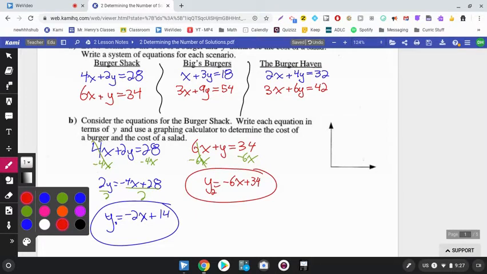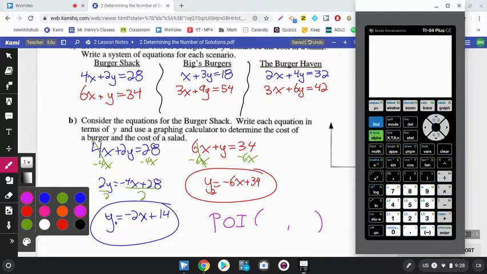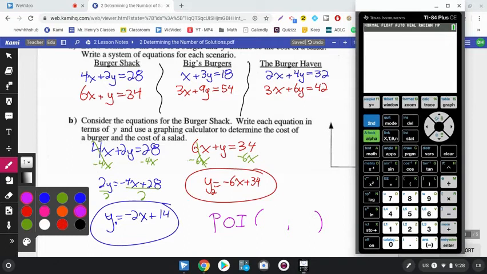All right, so if I ask you to solve graphically, you tell me here's y1, here's y2, and then what you're going to tell me is the point of intersection. So pull up my graphing calculator. Go over to y equals: y1 negative 2x plus 14, y2 negative 6x plus 34, and let's just go zoom 6. Let's see what we get. There's the first one, there's the second one.